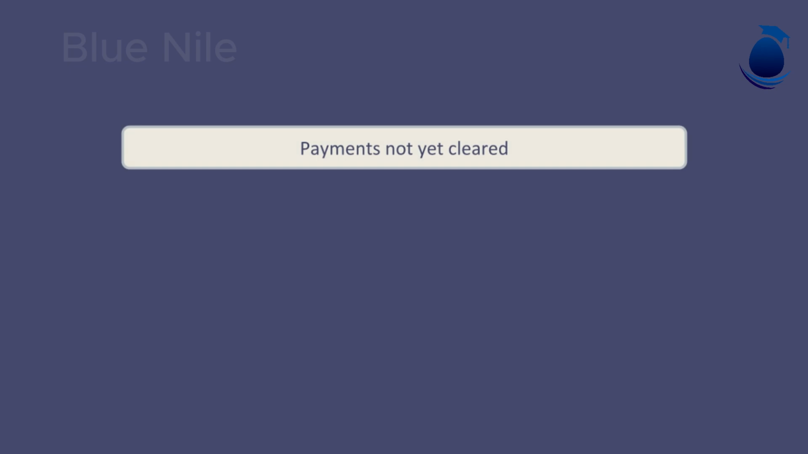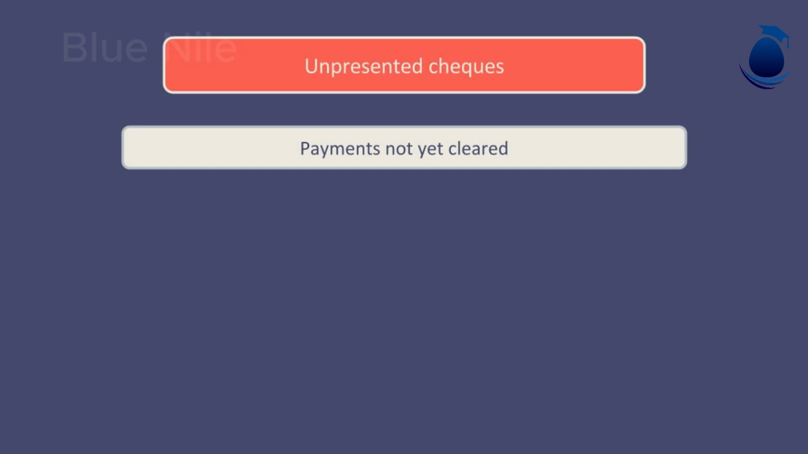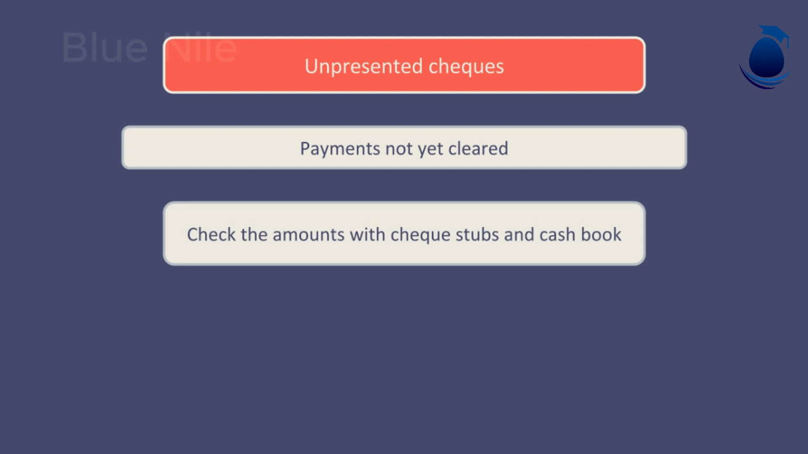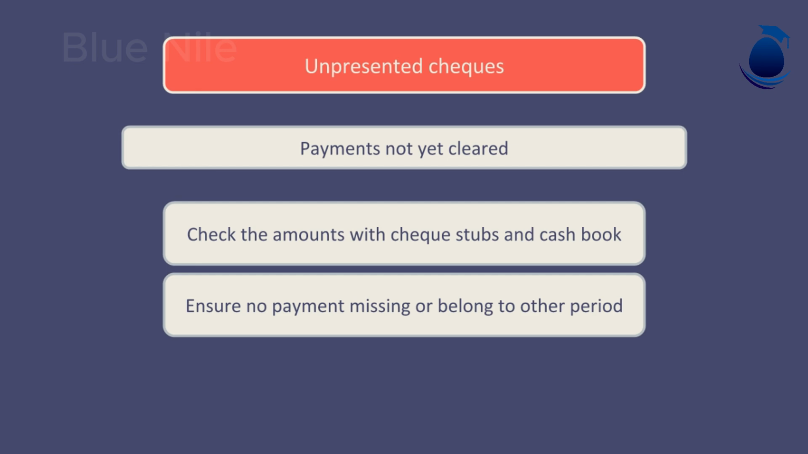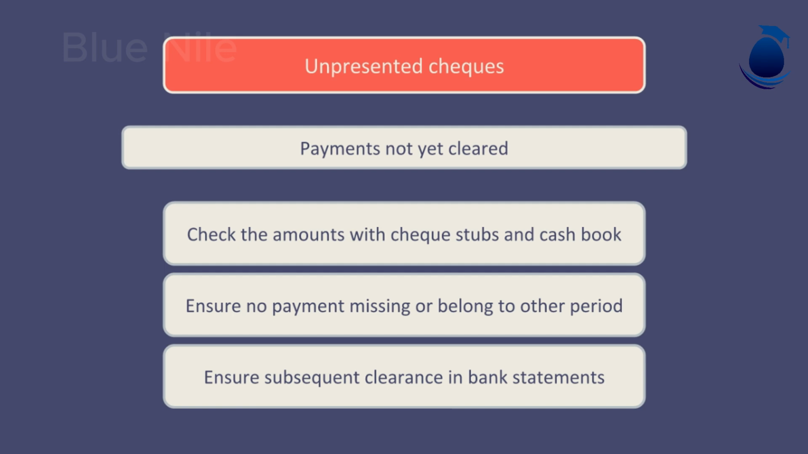Any payments that have not yet cleared the bank are unpresented checks. The auditor would need to verify that all of these payments have been included correctly, and so would usually agree the amounts on the bank reconciliation to the check stubs and cash book. Ensure none of the payments are missing or belong in the following period. And inspect the bank statements after the year end to ensure the payments have now cleared, investigating any that have not.